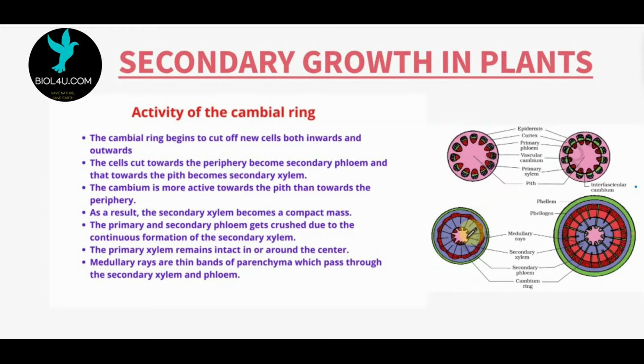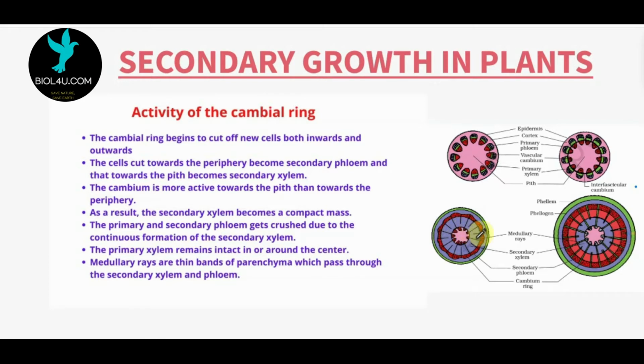Okay, the primary xylem remains intact. So when this process takes place, the primary xylem already present inside remains intact. The primary xylem remains intact in or around the center. This is the central pith. Around this pith, the central part, the primary xylem remains intact.